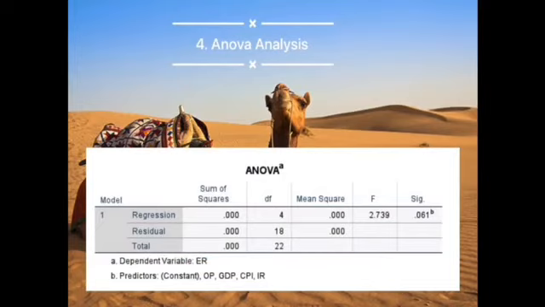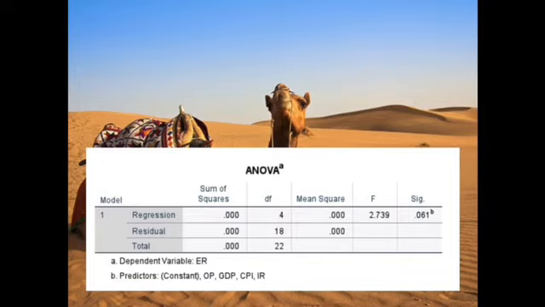Then, ANOVA. Based on the table, the model can be used to predict dysfunctional audit behavior because the results show a significant value, where the F value is equal to 2.739 while the P value is bigger than 0.05. It can be concluded that there is sufficient evidence to show that all independent variables exist with the dependent variable.